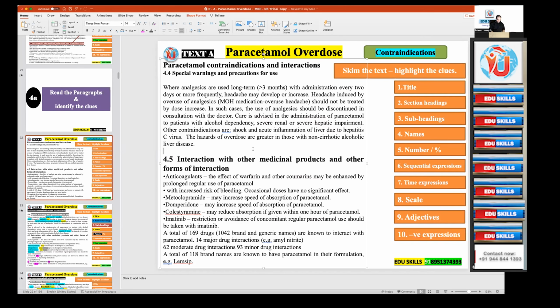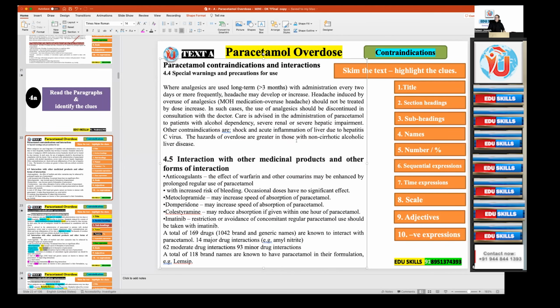A total of 169 drugs, 1,042 brand and generic names, are known to interact with paracetamol. 14 major drug interactions, for example amylnitrite, 62 moderate drug interactions, 93 minor drug interactions. A total of 118 brand names are known to have paracetamol in their formulation, for example Lemsip.